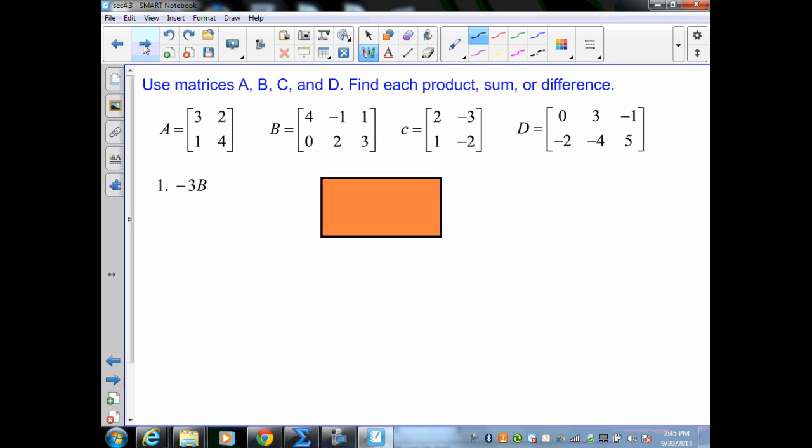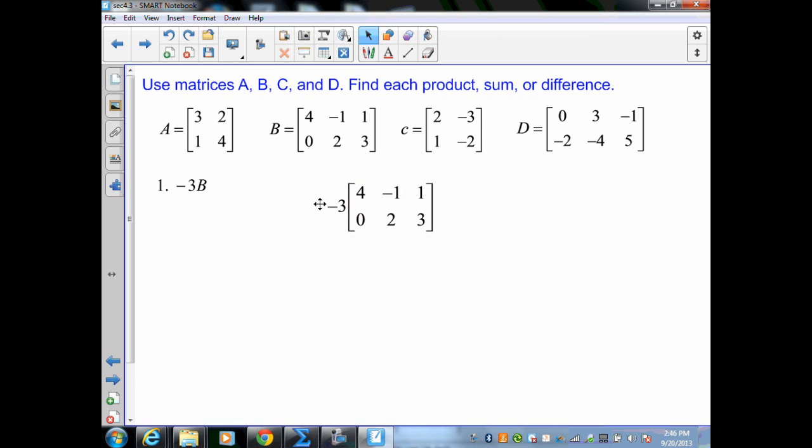Let's take a look at an example. Use the matrices A, B, C, and D to find each product, sum, or difference. On number 1, they want me to find a negative 3B. This is a negative 3, my scalar, times matrix B. And here is matrix B. This is a 2 by 3. So what we want to do is to rewrite my matrix with my scalar out front, which is a negative 3. Now, all I have to do is multiply the negative 3 times each element of the matrix.